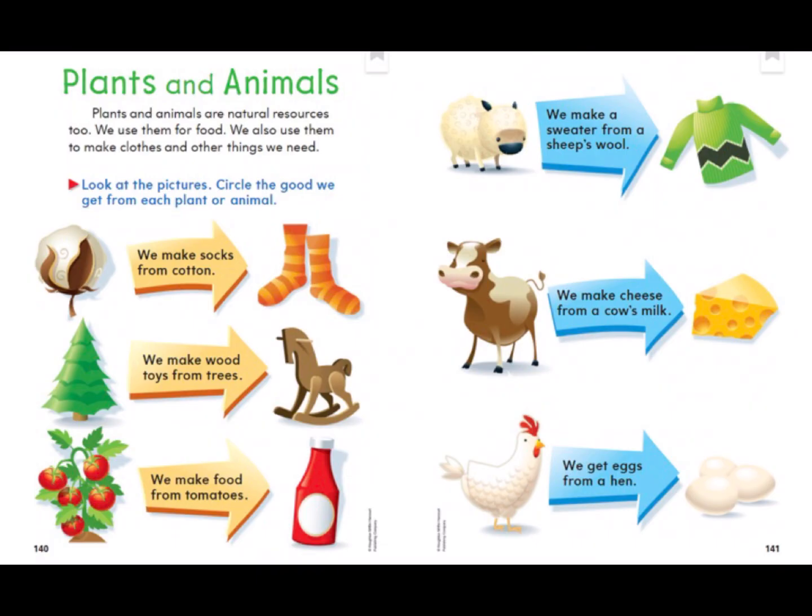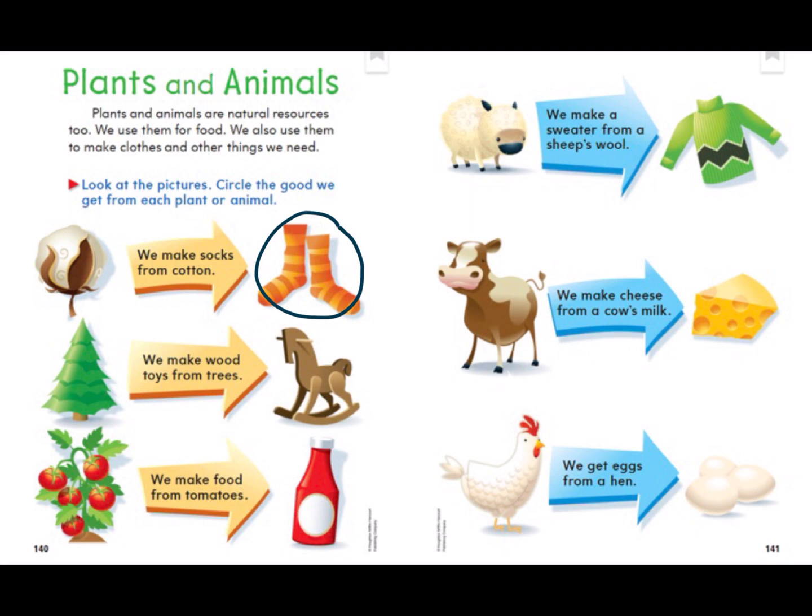Plants and animals. Plants and animals are natural resources too. We use them for food. We also use them to make clothes and other things we need. Look at the pictures. Circle the good that we get from each plant or animal. We make socks from cotton. Because we get socks from cotton, we need to make sure we circle it.